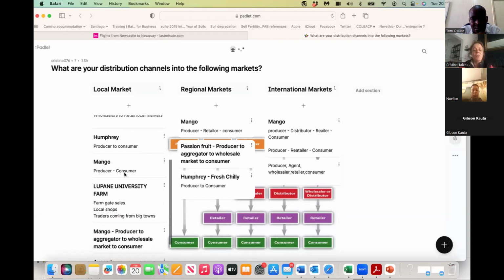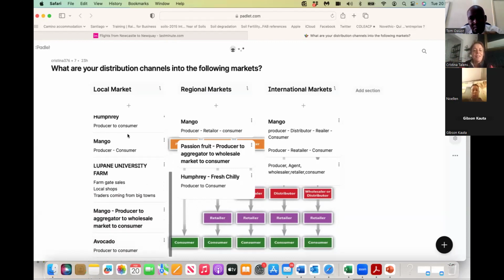Okay, Humphrey. Yes. Mango producer to consumer. Who was that? Nobody there? Okay, Lupen University. So we've got farm gate sales, so producer to retailers, the local shops, and traders coming from big towns. These could be agents, what we call agents here. So it could be producer, agents, wholesaler, and retailer. Yeah, and wholesalers.